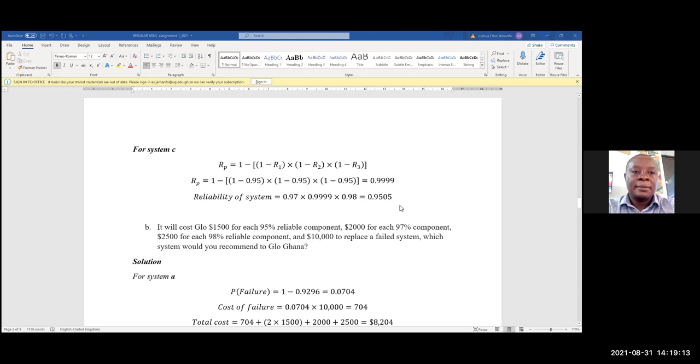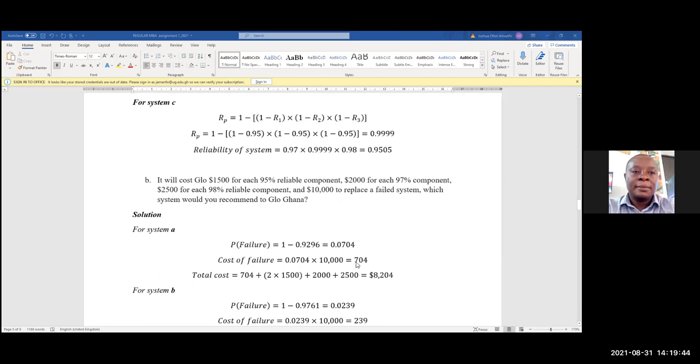Okay. So now let's look at the B part. It says that it will cost 1,005 for each 0.9% reliable component, 2,000 for each 97% component, 2,500 for each 98% reliable component, and 10,000 to replace a failed system. Which system would you recommend to GLO? Now, the process involved is important. Here is where, if you are not careful and you approximate, you are not going to get this value. You get a different answer. And if it's far below the expected answer, you wouldn't get it right.